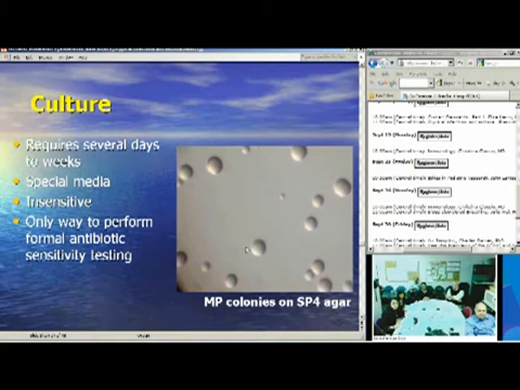Here's just a little note on culture. These are what they look like under the microscope. The organism grows so slowly that to look for it growing in culture, you actually have to look under a microscope at the plates before you can see them in most cases. As I mentioned, it's pretty insensitive, but it is the only way to perform formal antibiotic sensitivity testing.